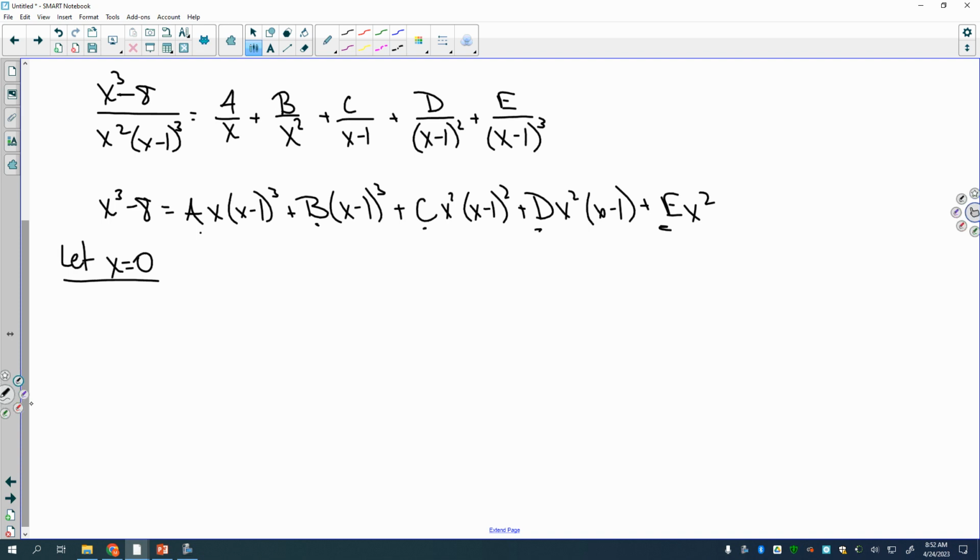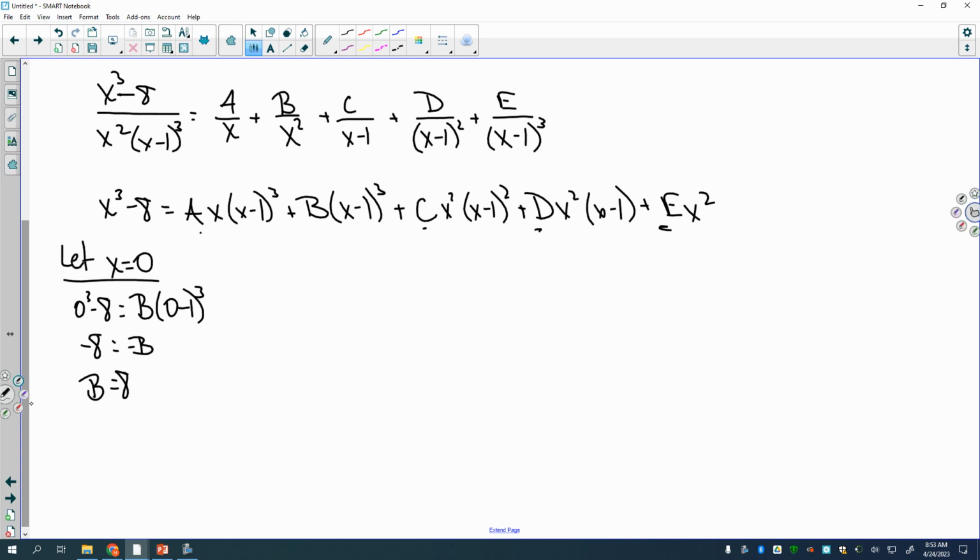So I'm left with, I will not get rid of the b. I misspoke there. So I'm going to get 0 cubed minus 8 is equal to b times 0 minus 1 cubed. So negative 8 equals negative b, so b equals 8. So I get that.